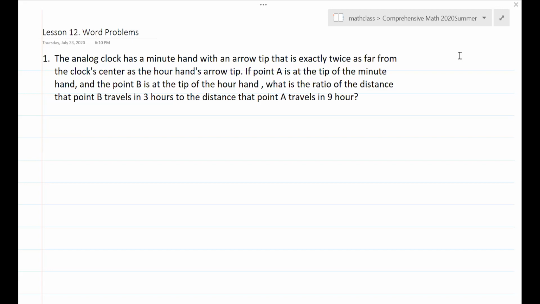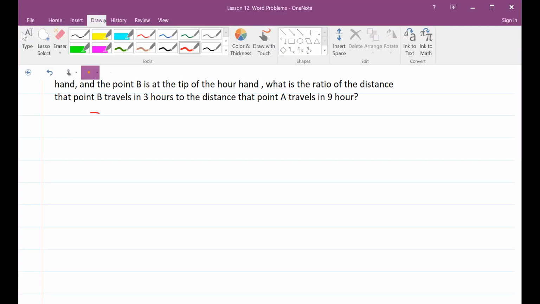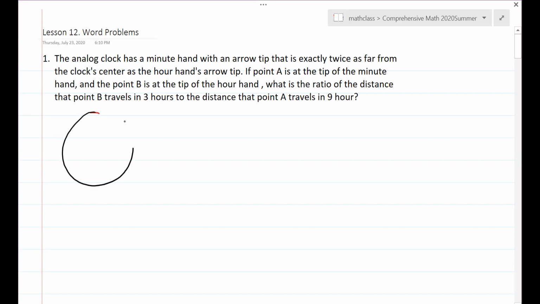So it says that you have an analog clock with a minute hand and an hour hand. And you are given the information that the length of the minute hand is double the length of the hour hand. So let's draw the picture first. What does it look like? We're going to use black color. So this is our minute hand. This is our hour hand. So the length is double.